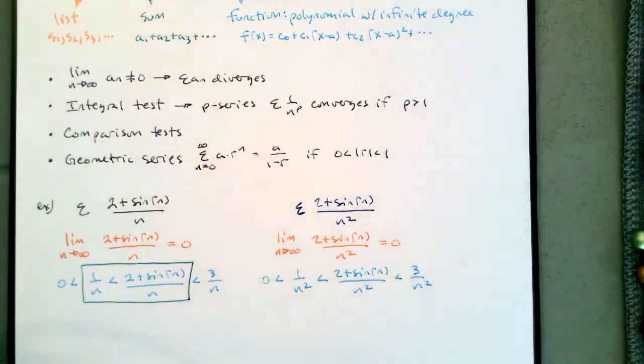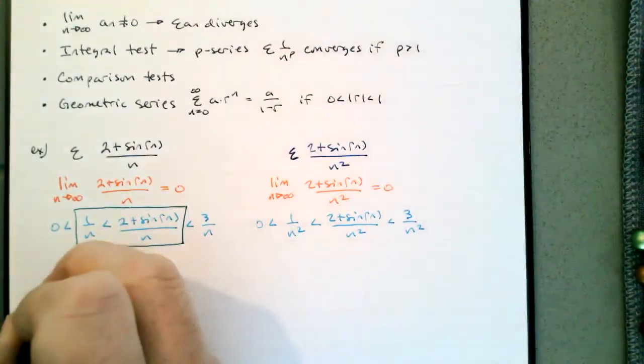Since (2 plus sine n) over n is greater than 1 over n, and the series 1 over n diverges, the given series (2 plus sine n) over n also diverges by the comparison test.